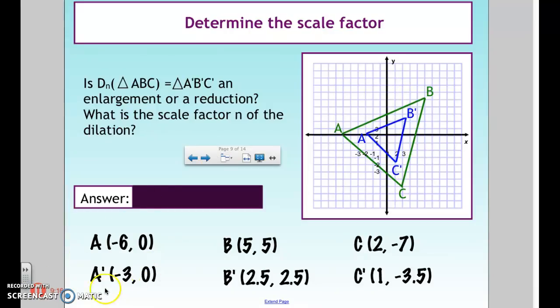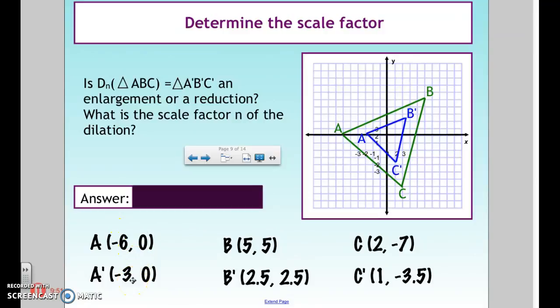So if I look down here at A and A prime, I start at -6, 0, and it changes to -3, 0. Look at B, 5, 5 to 2.5 and 2.5. And for C, going from 2 to -7 and 1, -3.5. Most of you should be able to look at these and easily see what's happening to our values. If I'm going from prime back, you can see that my number is growing. If I'm going from the original to the new, it's shrinking.